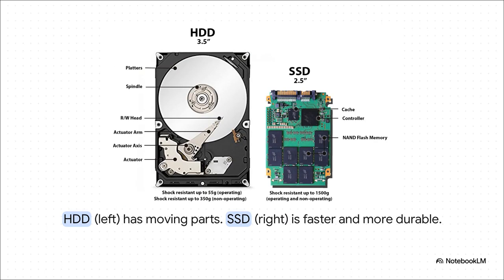Now, not all filing cabinets are created equal. On the left, that's an old-school hard disk drive, or HDD. It literally has spinning metal platters inside, kind of like a record player. On the right is a modern solid-state drive, or SSD, which uses flash memory chips. And because that SSD has zero moving parts, it is dramatically faster, quieter, and a whole lot more durable. This is the difference between your computer booting up in seconds versus minutes.